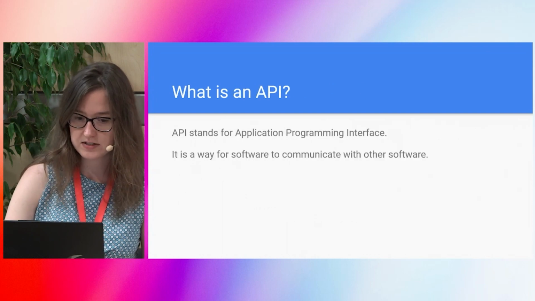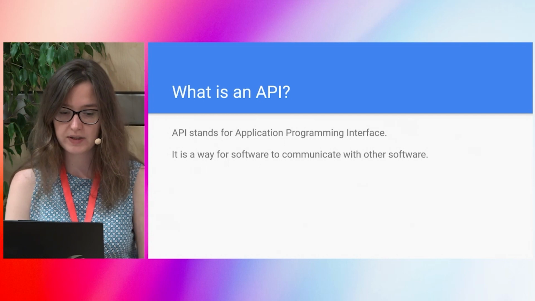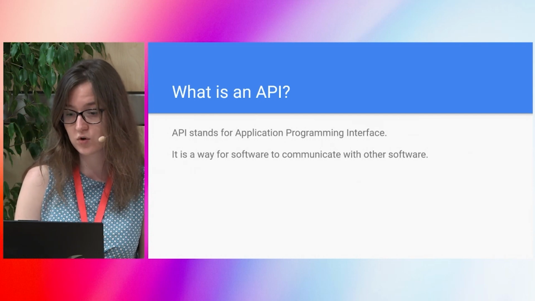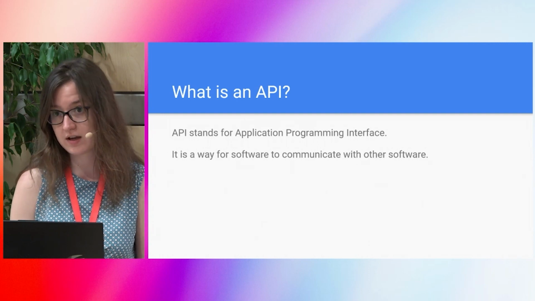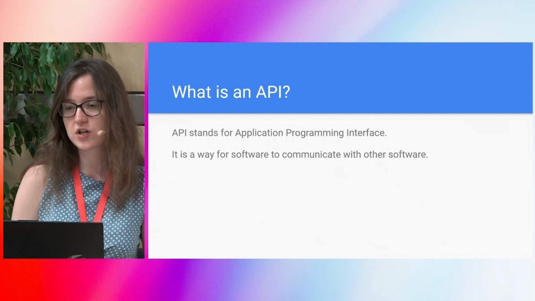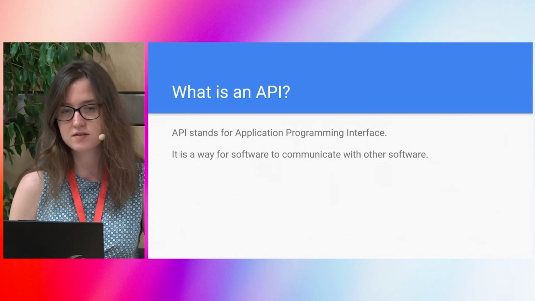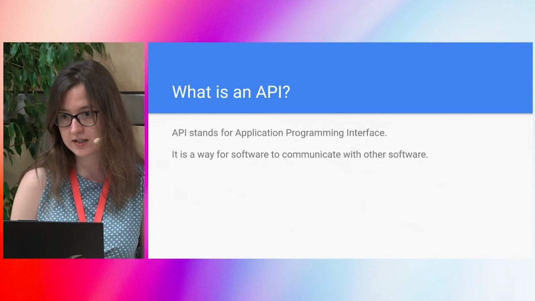So let's start with an API. API stands for Application Programming Interface, and essentially it's a way for software to communicate with other software. Each time you're using an app like Facebook, sending instant messages, or logging in somewhere, you are using an API.